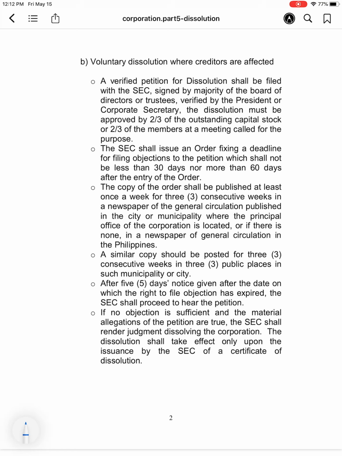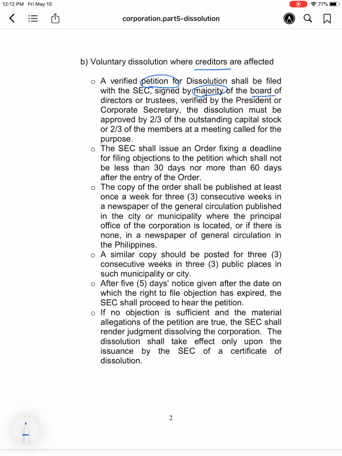Letter B. Voluntary dissolution where creditors are affected. Medyo mahabang proseso to. A verified petition for dissolution. Kanina request for dissolution, dito petition for dissolution shall be filed with the SEC, signed by majority of the board, and verified by the President or Corporate Secretary.